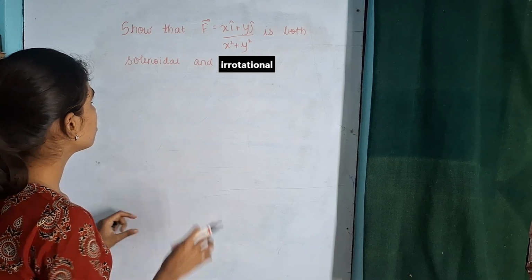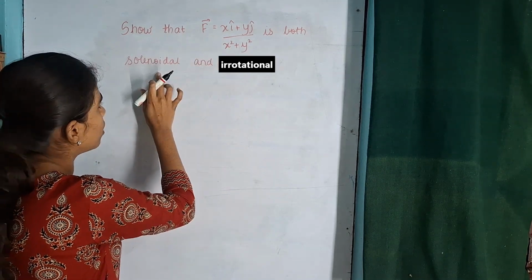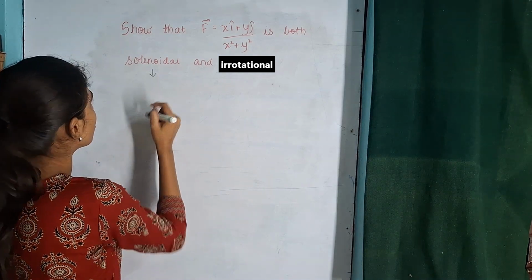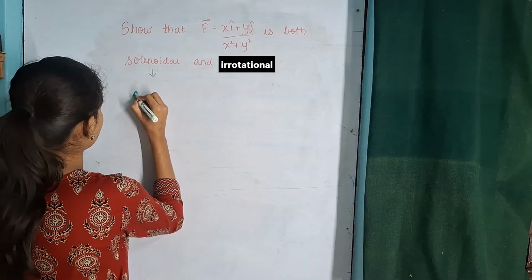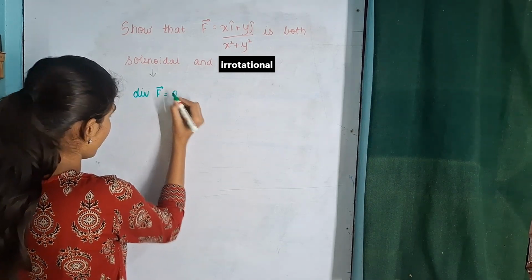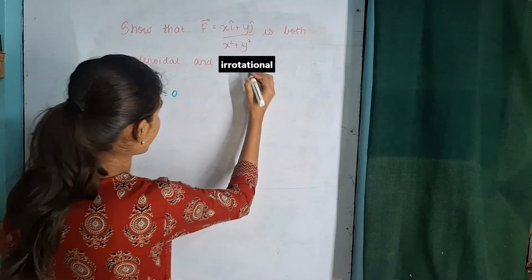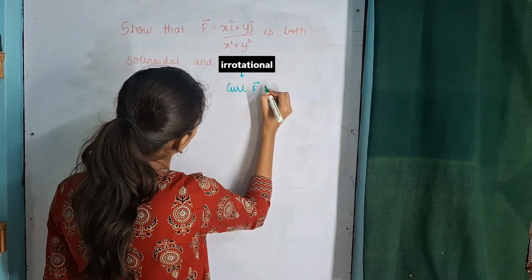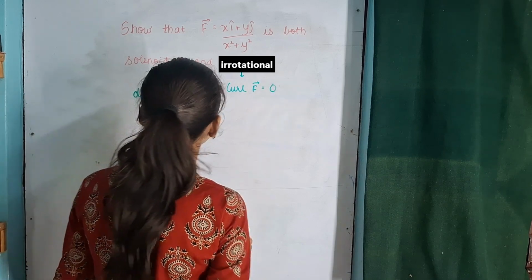When they ask you to show that this f vector is both solenoidal and irrotational, you have to prove it. How are you going to prove it is solenoidal? You are going to prove it is solenoidal by divergence of f vector is equal to 0. And how are you going to prove that it is irrotational? You are going to prove it by curl of f vector is equal to 0.